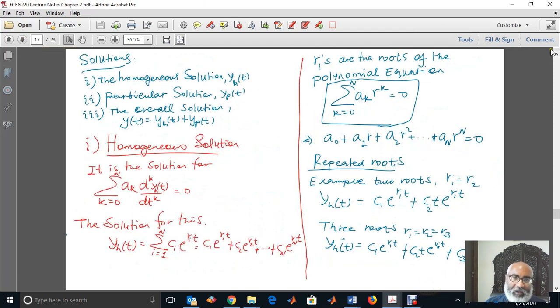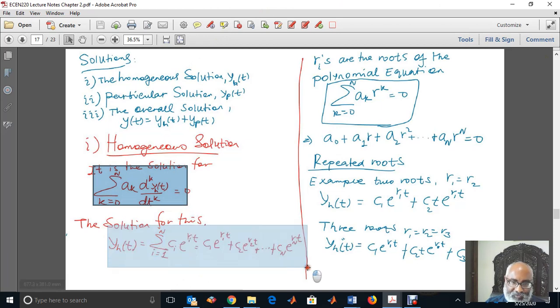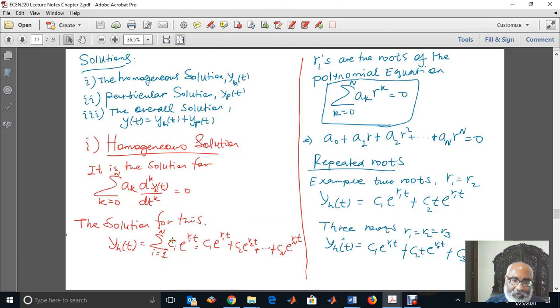So the homogeneous solution, the particular and the complete will be yh of t plus y particular. Okay, and the homogeneous, we found it by solving this, and the solution for the homogeneous is this one, the general form: summation from i = 1 to n of ci e to the power of ri t, that is, c1 e to the power of r1 t, c2 e to the power of r2 t, plus lastly cn e to the power of rn t. The r's, how do we get them?